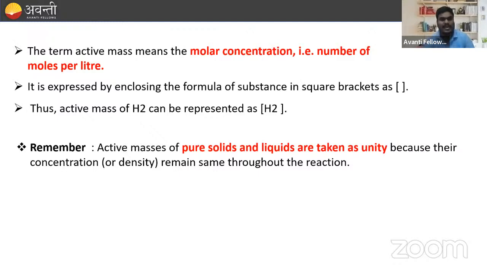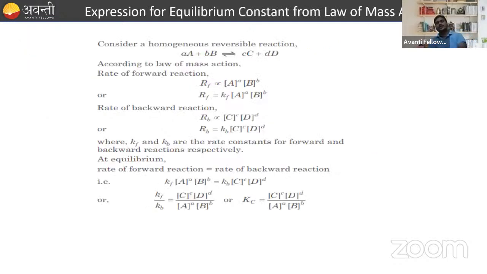Okay. Remember this. The active masses of pure solids and liquids are taken as unity because their concentration or density remains the same throughout the reaction. Right. Now, how will you derive the expression for the equilibrium constant? Let me derive it so that you can understand this thing in an easy way, right?